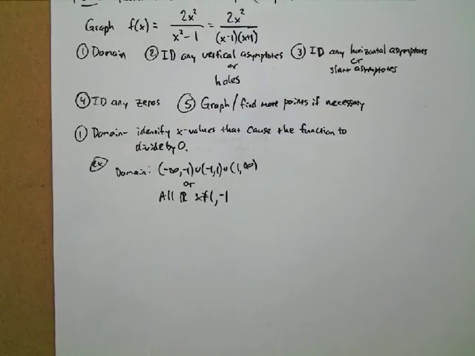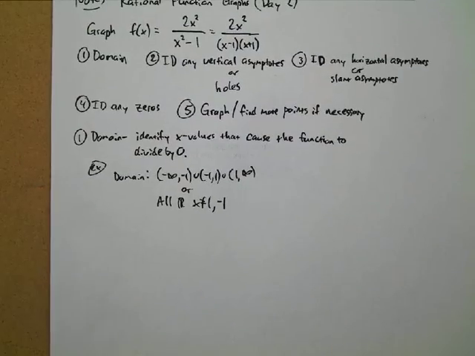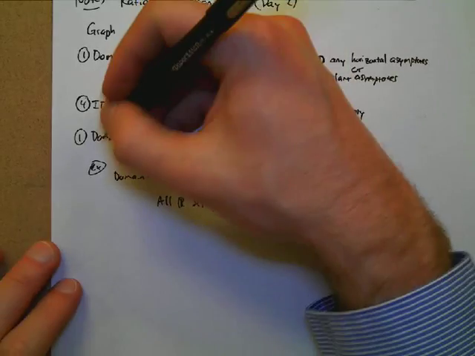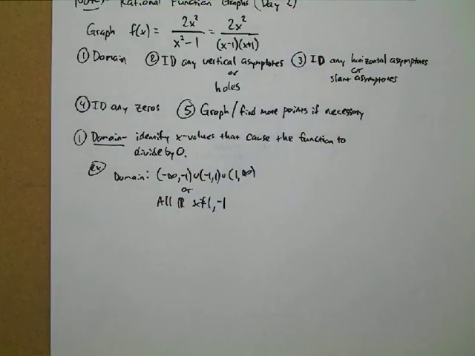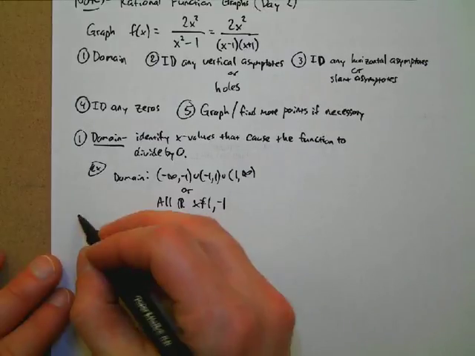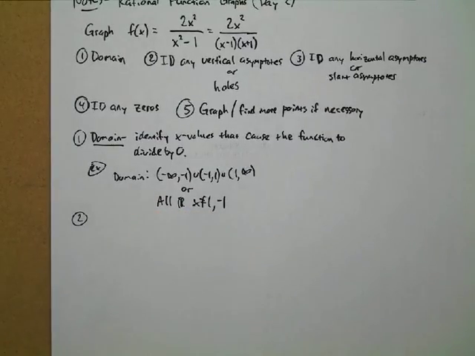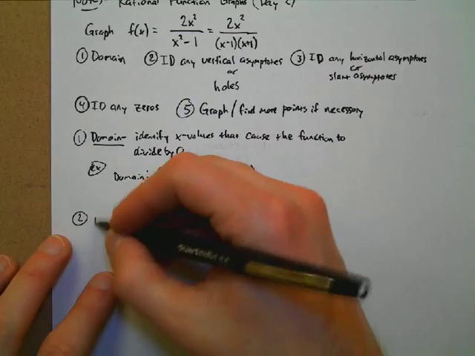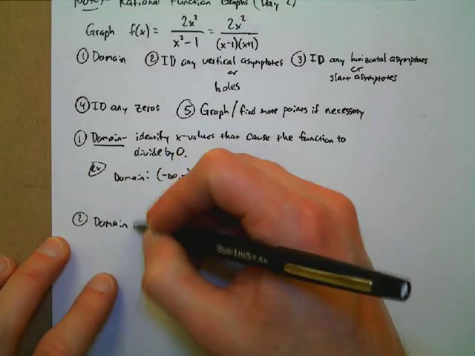So there's the domain. You did the domain. Okay? That's the domain. So then, why do we do that first? Because from those domain restrictions, from the numbers that x cannot be, we can then determine whether those are going to be vertical asymptotes or holes. They're going to be one or the other. Domain restrictions will be vertical asymptotes or holes.